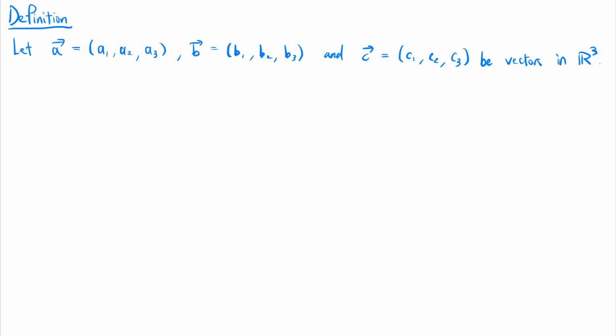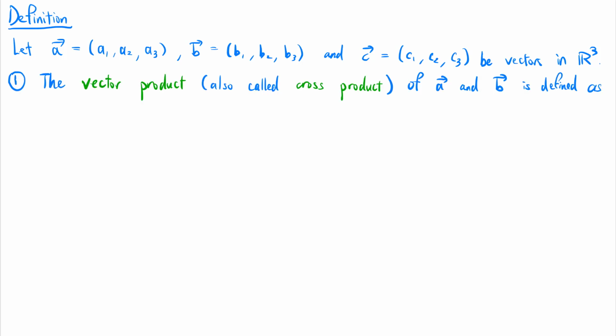Let A equals (A1, A2, A3), B equals (B1, B2, B3), and C equals (C1, C2, C3) be vectors in R3. We define the vector product, which is also called the cross product, of A and B as follows. We write A cross B equals the determinant of the matrix with rows E1, E2, E3; A1, A2, A3; B1, B2, B3, where E1, E2, and E3 are the standard basis vectors we've just defined.